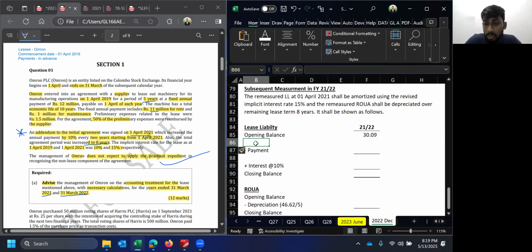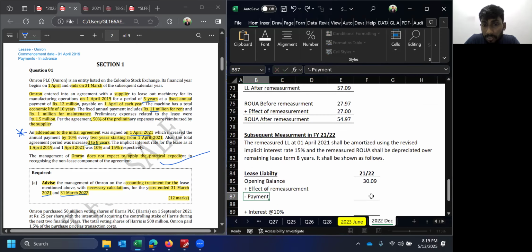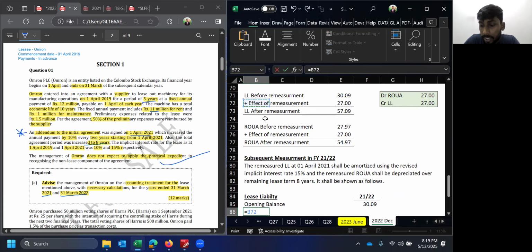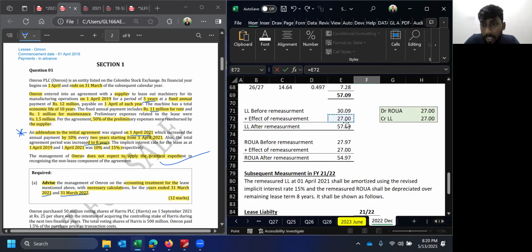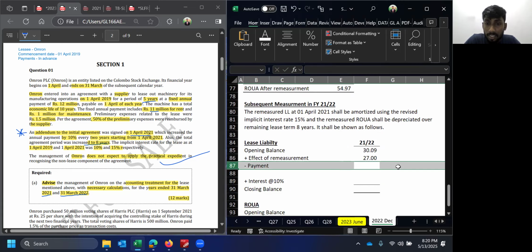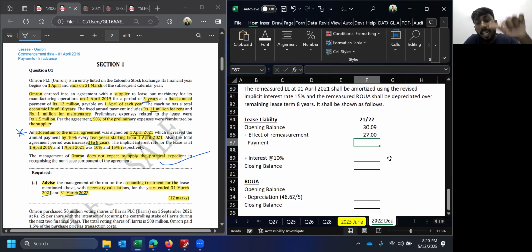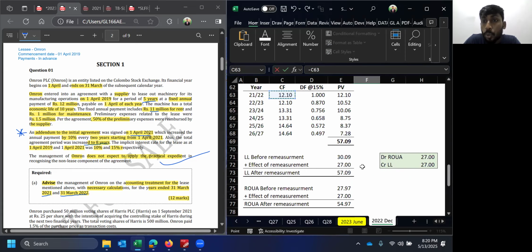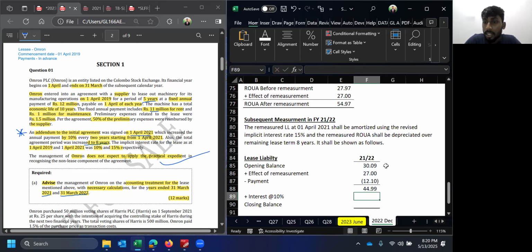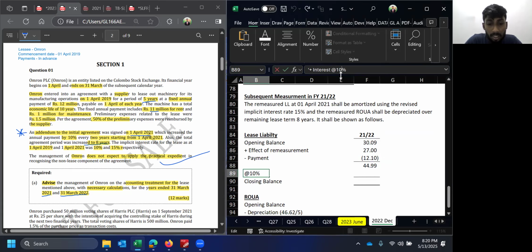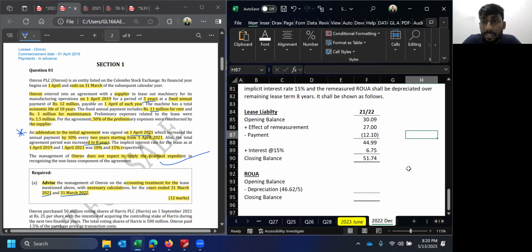Then we need to add the effect of remeasurement, which is 27. Now from that, I need to deduct the revised payment for 21-22, which is 12.1. Now I can get the lease liability after payment. For that, I have to add the interest at 15%. Then the closing balance can be computed as 51.74.